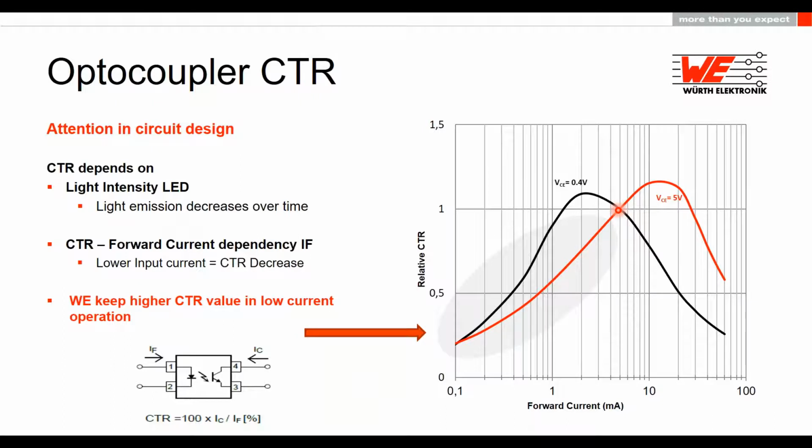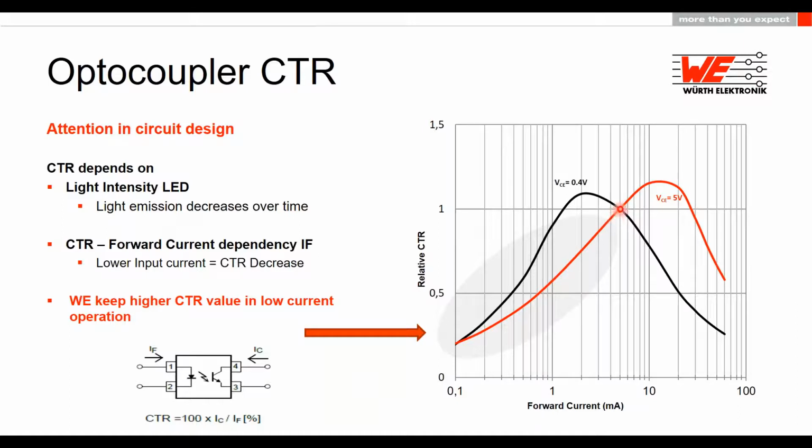We have to pay attention in the circuit design because, as you know, the CTR formula is also dependent on the light intensity of the LED. So the light intensity or emission decreases over time. When the light emission is decreasing, we will also get a lower output from the phototransistor. This has to be clear and has to be paid attention to in the circuit design.